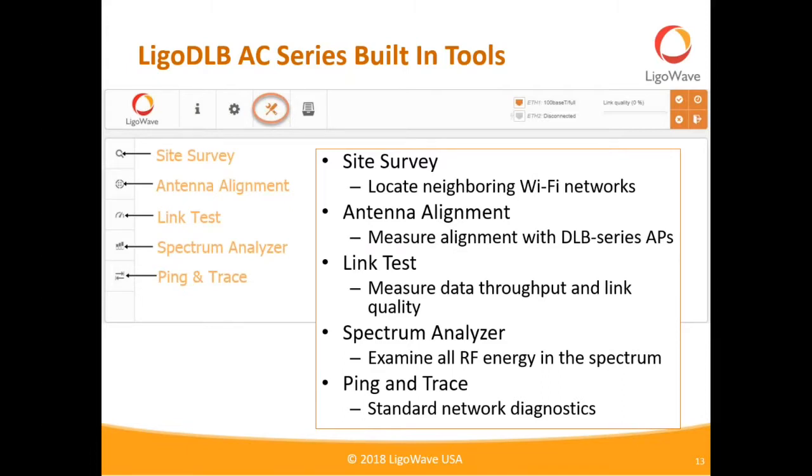We have a built-in link test, which will measure the data throughput and link quality. We have a spectrum analyzer also built in, which is now not just looking at what's going on in terms of Wi-Fi frames, but it's also looking at any source of RF energy in the spectrum that you're operating in to see if there are any non-Wi-Fi sources of interference, which may indicate that you might want to change channels. We also have ping and traceroute, which are your standard network diagnostics for indicating that you have connectivity.